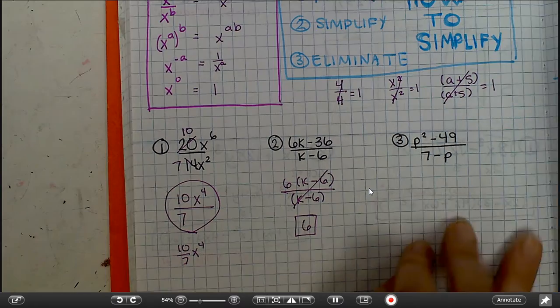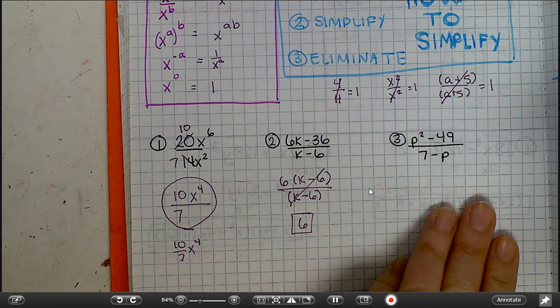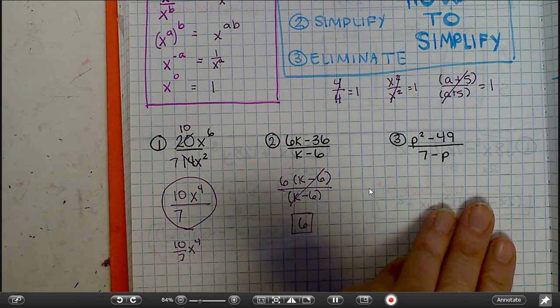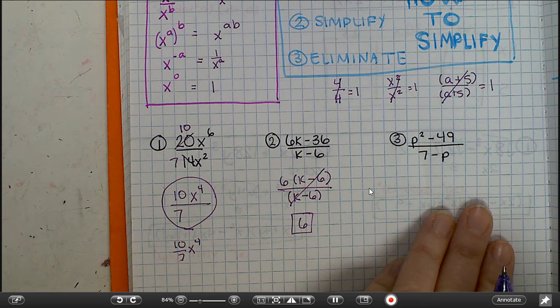Let's look at number 3. And I usually write them out horizontally. I don't know why I wrote it this way this time. But if you're writing it on your paper, just write it as clearly as you can.